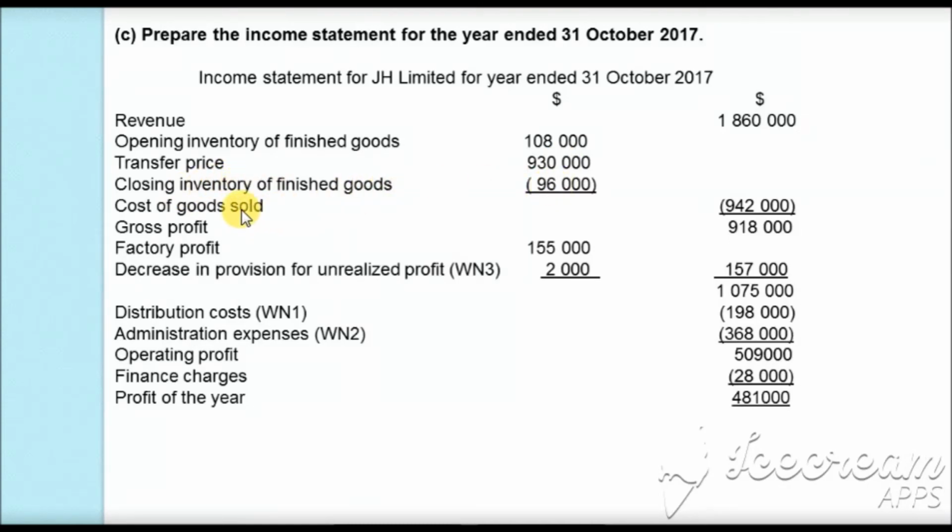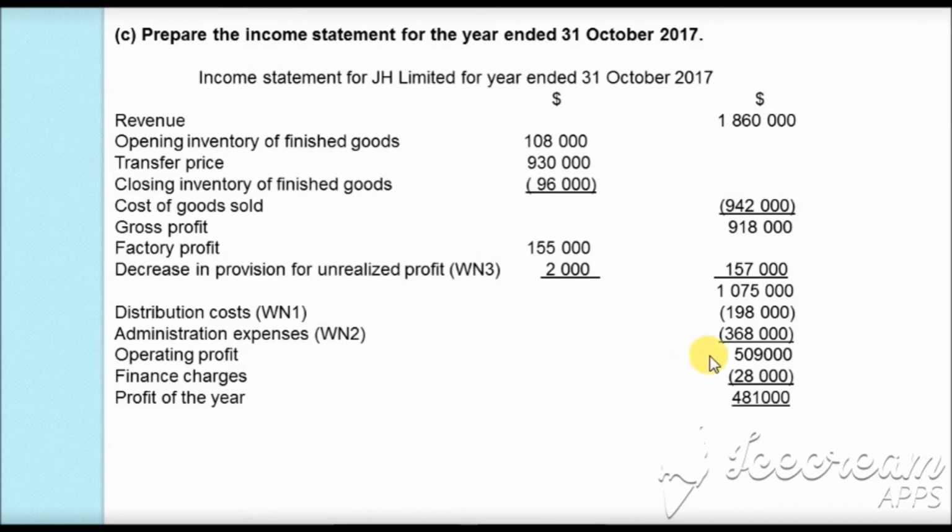We will get the cost of goods sold, and once we subtract the cost of goods sold from the revenue, we get the gross profit as $918,000. Then we'll take the factory profit, which was calculated in the bit B of the question as $155,000. Then the decrease in the provision for unrealized profit, which was calculated in the third working notes as $2,000, and we subtract the distribution cost, which was calculated in the first working notes. Then the administration expenses, which was calculated in the second working notes.